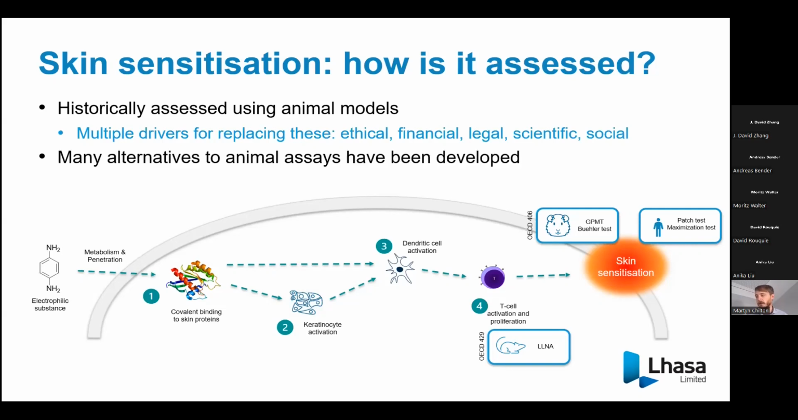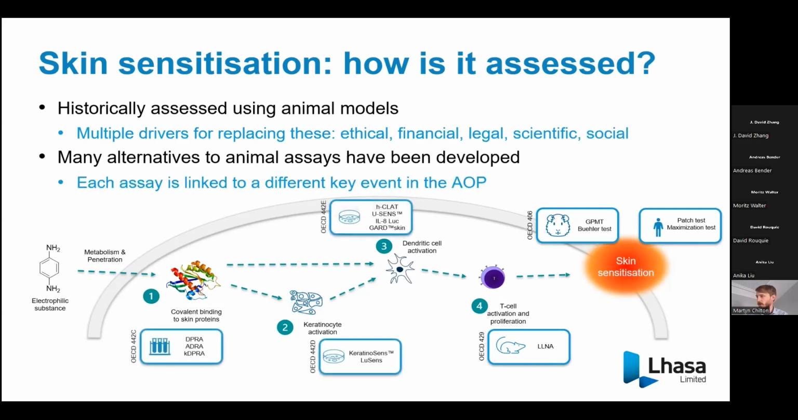So that's led to the development of lots of alternative assays for skin sensitization. And these are linked to different key events in the AOP, typically earlier on in the AOP. And they're described in the relevant OECD test guidelines. And the list is growing. So each time I look, there seems to be another test added to one of those guidelines. So there's really a wealth of new approach methodologies available for this endpoint.